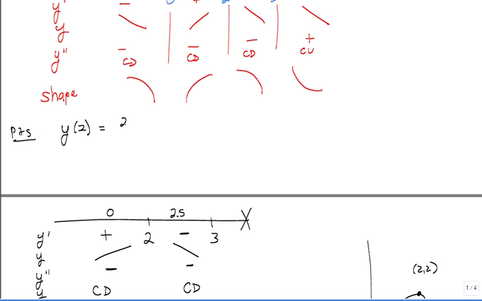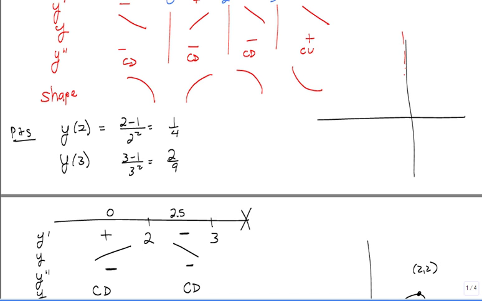Plug in 2 into the original problem. Plug in 3. And let me just see if I can put this in here. This is a vertical asymptote. This is the horizontal asymptote. At 2, I get 1/4. And at 3, I get 2/9. And since this is the asymptote, it's concave down till you get to the asymptote.